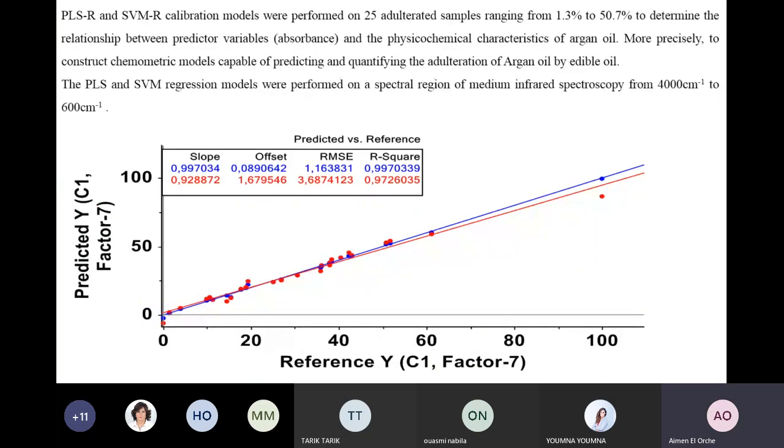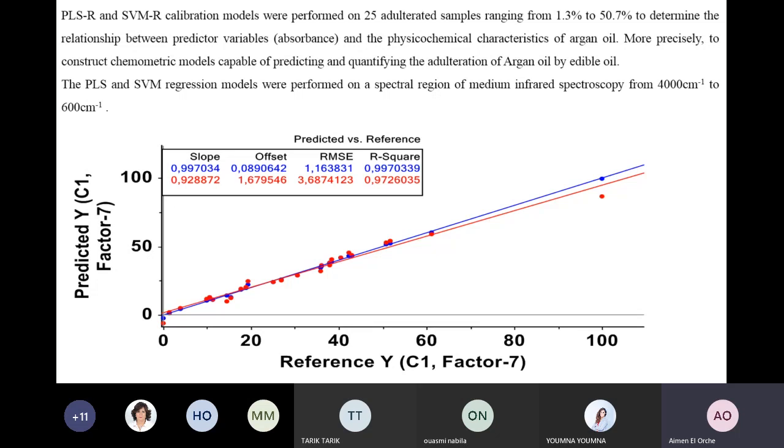So PLS regression and support vector machine regression calibration models were performed on 25 adulterated samples ranging from 1.3% to 15.7% to determine the relationship between the predictor variables, which is the absorbance, and the physicochemical characteristics of argan oil. More precisely, to construct a chemometric model able to predict and quantify the adulteration of argan oil by commercial vegetable oil. The PLS and SVM regression models were performed on a spectral region of mid-infrared spectroscopy.